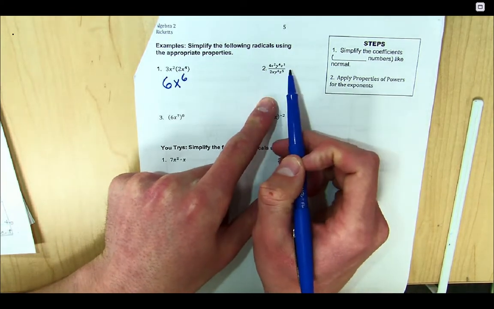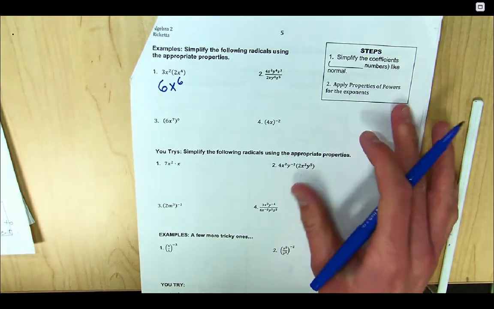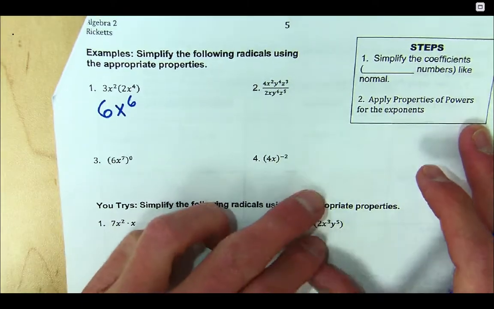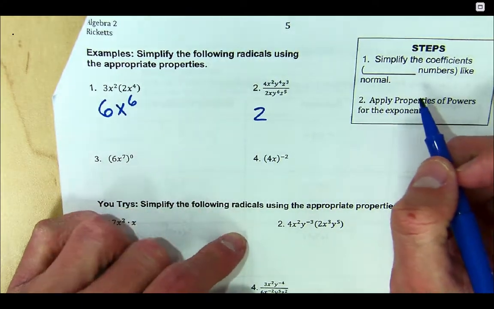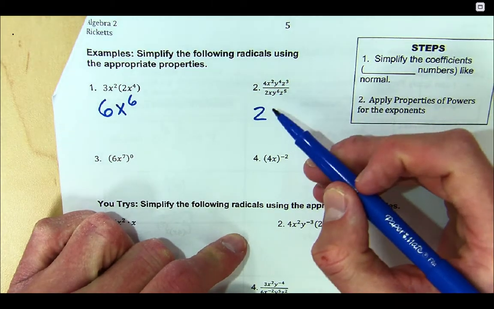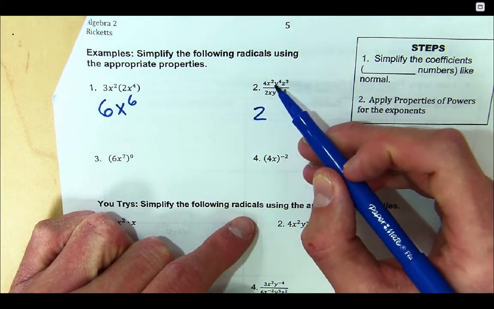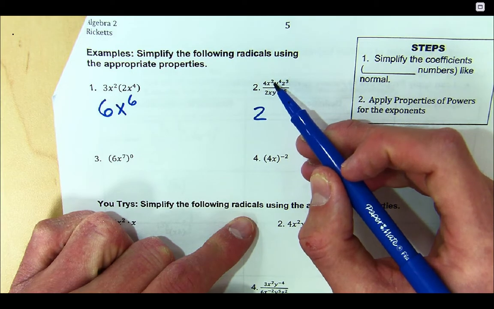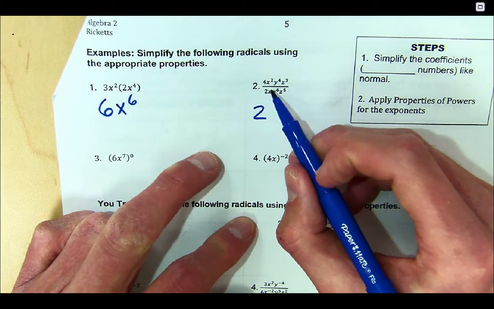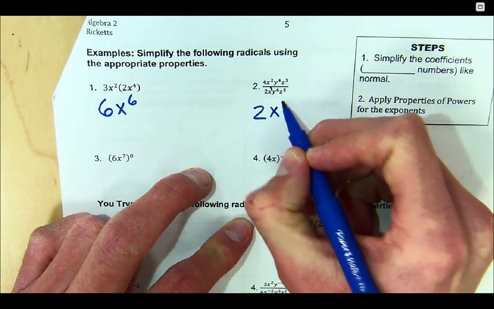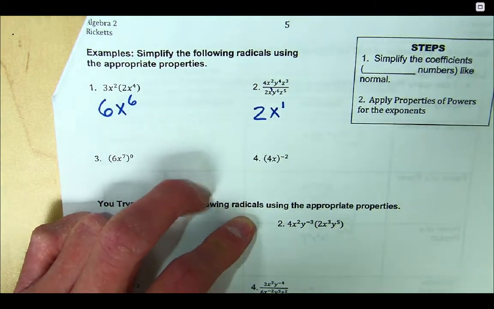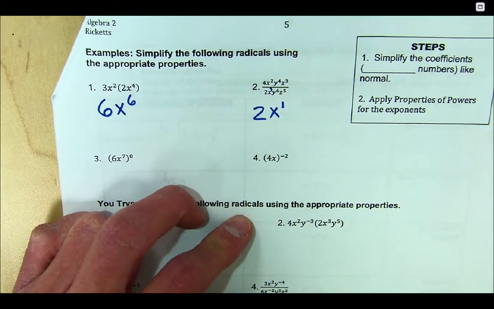Now this is division. So since it's division, I will start with 4 divided by 2. 4 divided by 2 is 2. And for each of these, the property for division says you subtract your exponent. So here, this is an x to the 2nd over x to the 1st. So you do 2 minus 1. 2 minus 1 is 1. So this is an x to the 1st or just x.